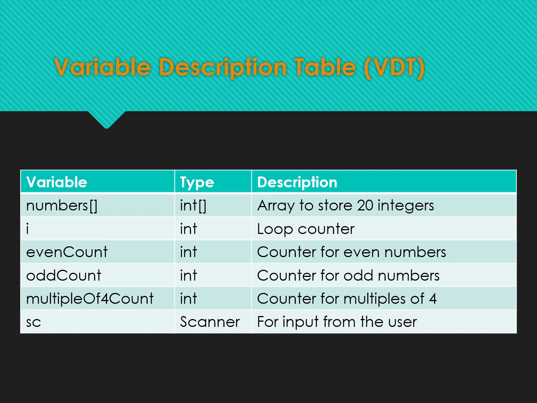This slide shows the variable description table, or VDT. It explains the role of each variable used in our program. Numbers is an integer array that stores the 20 inputs. I is the loop counter for traversing the array. Even count, odd count, and multiple of 4 count are integer variables that keep track of how many numbers fall into each category. SC is the scanner object that takes input from the user. Understanding the VDT helps us follow the program more easily and makes debugging simpler.